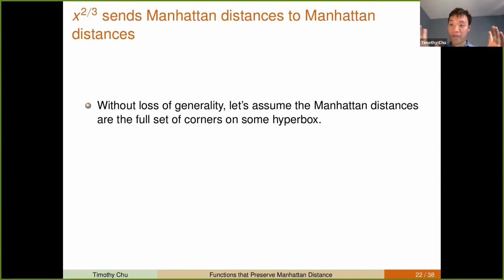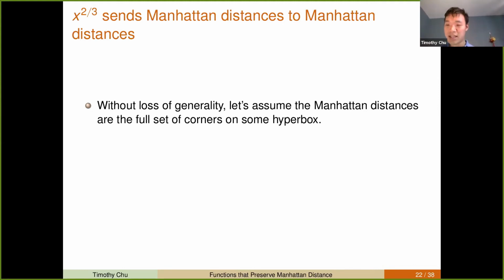Great, now we're finally done with the background slide. For Manhattan distances, we showed that any Manhattan distance embeds into Manhattan distance between the corners of a hyperbox. We also determined a general criterion for showing whether a set of distances is a squared Euclidean distance. Finally, we're going to use both of these tools to tackle our core puzzle. Why does x to the 2/3 send Manhattan distances to Manhattan distances? And here's a proof sketch.